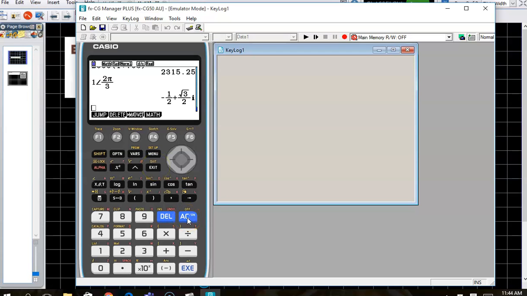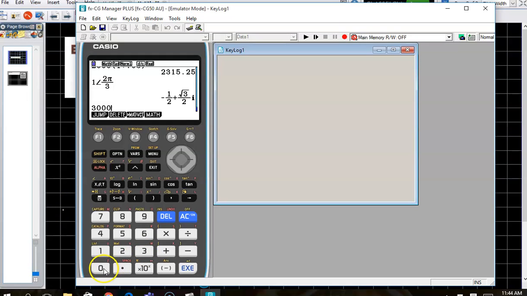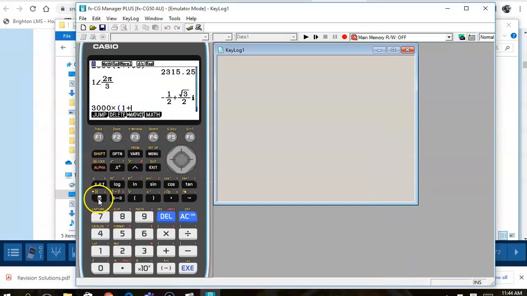Is that okay? Right, so now we just type in what we see. So it's going to be 3,000 times bracket 1 plus, and I can use my fraction button again if I wanted to. So 0.06 over 2. And your to the button, it's your little hook. And you can either say 2 times 4 or just write 8.